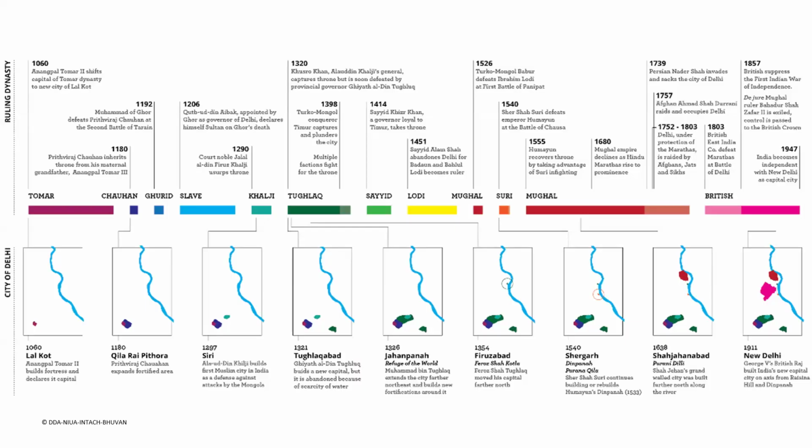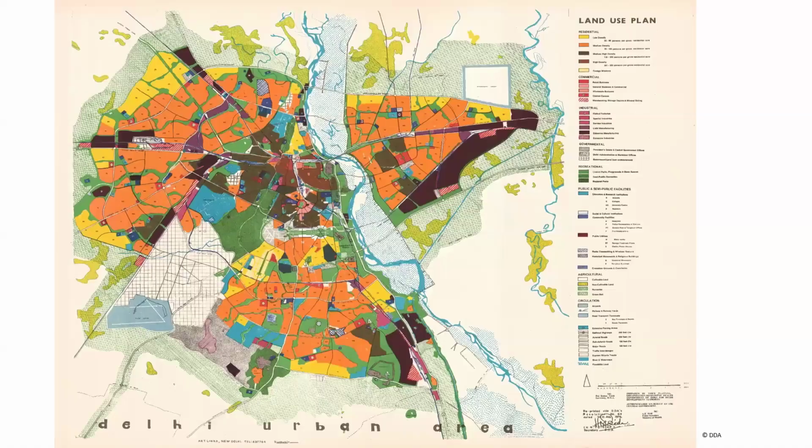So 1911, and post that. If you see the timeline on top, we end at 1957, and post that is where post-independence, India as a nation started planned development. This is the first master plan of Delhi, 1962, showing the land use plan.